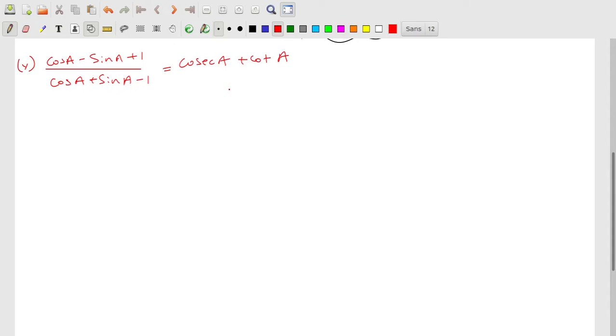Here again we find a hint given in the textbook itself: using the identity cosecant square A is equal to 1 plus cot square A. This may or may not be given in your exams, but you must be comfortable with all three identities, because they are very important while solving this particular exercise. So cosecant square A is equal to 1 plus cot square A, right? Let's start with the LHS. Let me take the LHS.